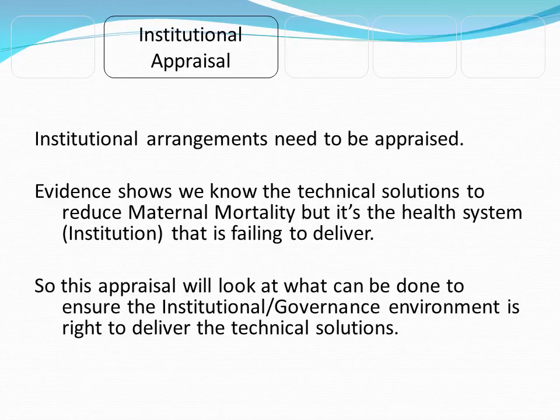The institutional appraisal looks at the institutional arrangements needed to deliver the programme, and they need to be assessed. So, for example, evidence shows that we know the technical solutions to reduce maternal mortality, but it's the health system that is failing to deliver. So if we're designing a programme to reduce maternal mortality, we need to look at what needs to be done to ensure the institutional and governance environment is right to deliver the technical solutions. So it's very important: we can have a technically sound project, but if the institutional arrangements are not correct, we may not deliver the output.